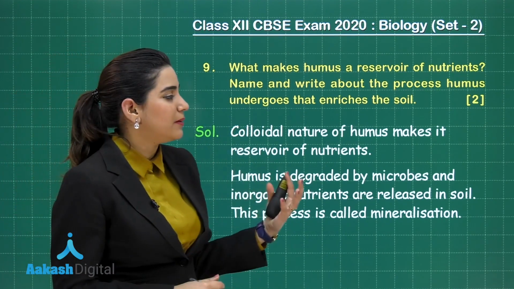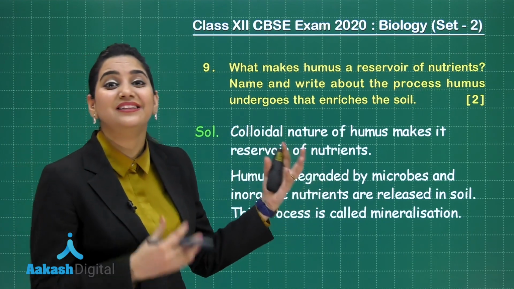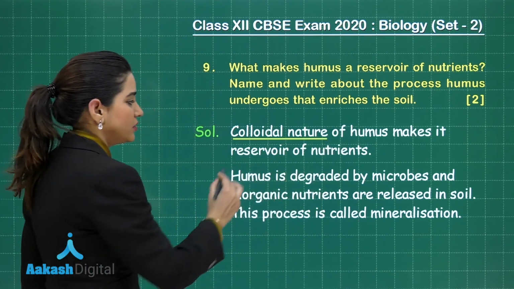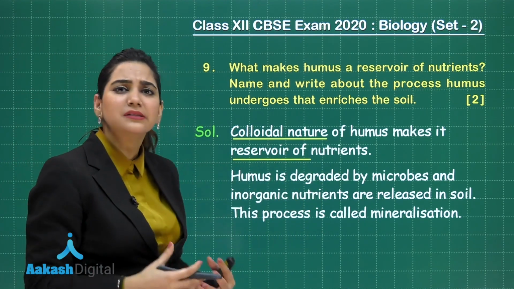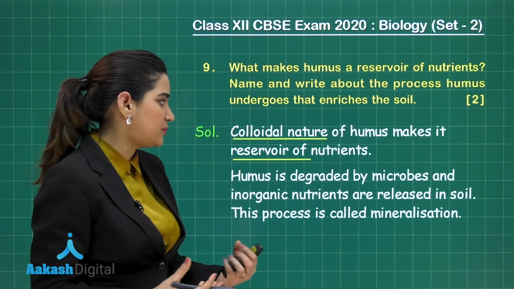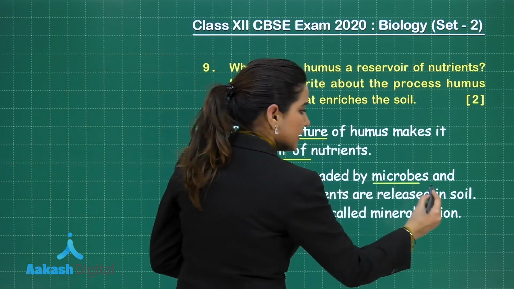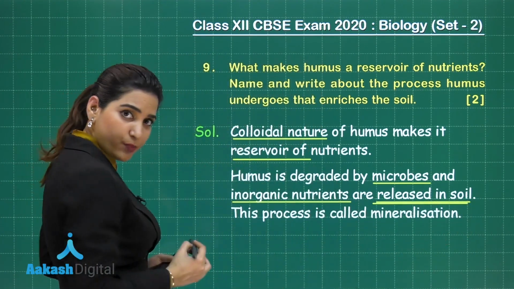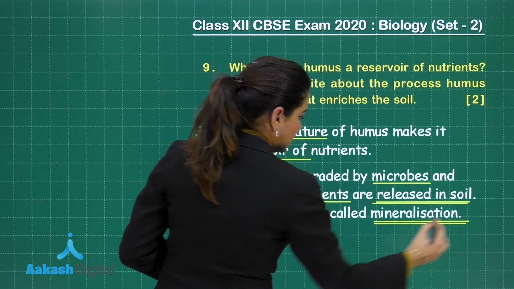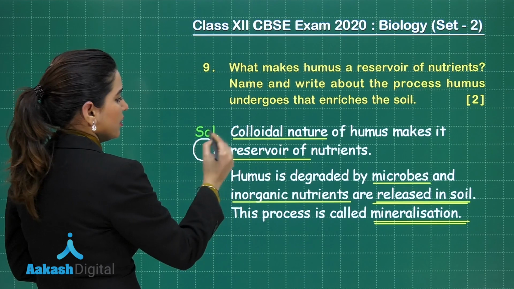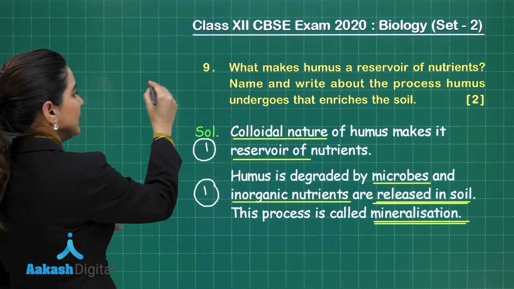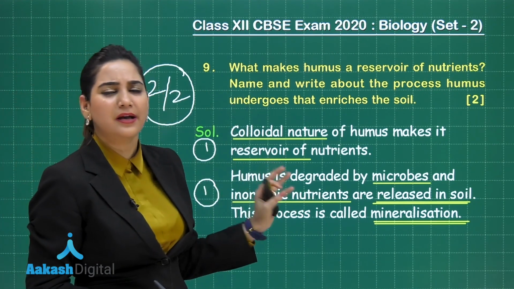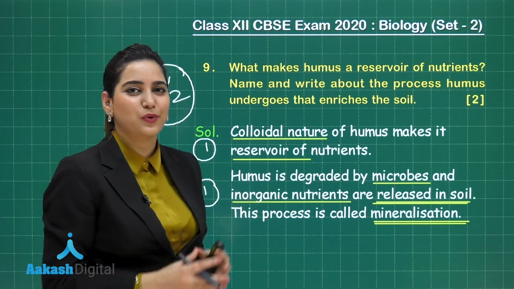So number 1, what makes humus a reservoir of nutrient? The colloidal nature of humus makes it reservoir of nutrients and humus undergoes degradation. Since it is biodegradable, it gets degraded by microbes and inorganic nutrients are released into the soil. This process is called mineralization. Now students, as I said, 1 mark for this part and 1 mark for this part and in totality you will get 2 out of 2 marks. बहुत ही direct question था, to the point आपको answer करना है, 2 के 2 marks आपको मिल जाएंगे. Now let us proceed to our next question.